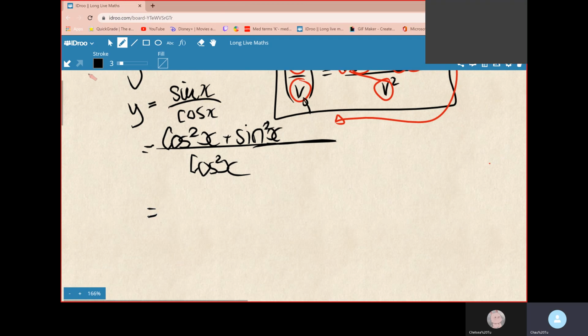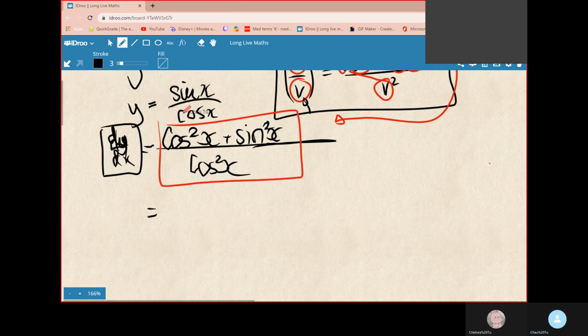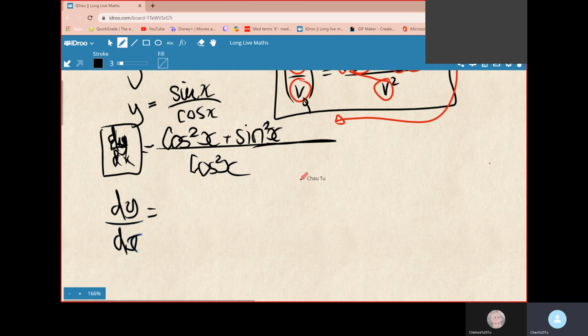Oh, what do I put in the box, Chelsea? dy by dx. Yeah. Okay, now there's some way you can simplify this fraction. How do you simplify that fraction, Chelsea? Do you recognize anything? That you can delete the cos squared x.